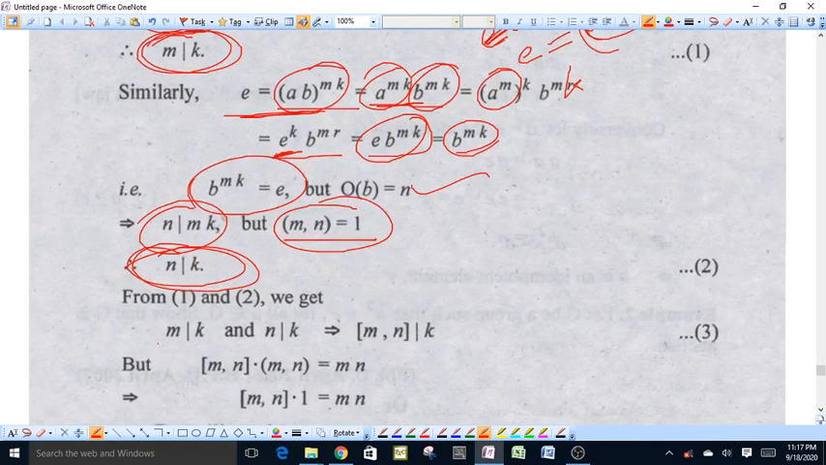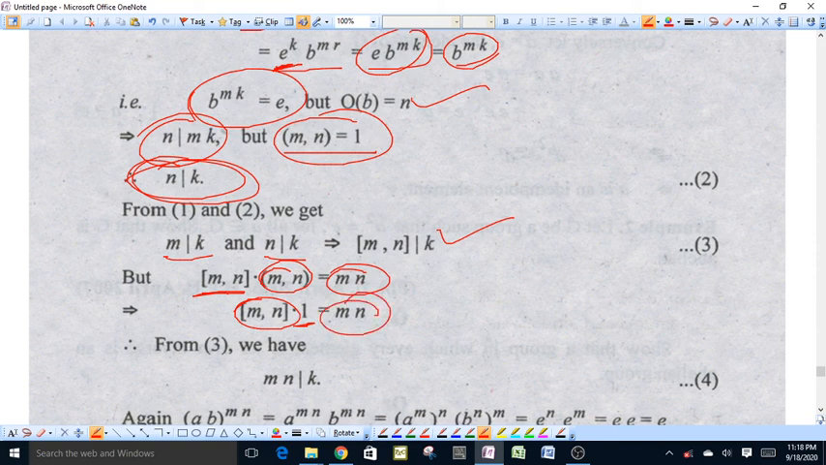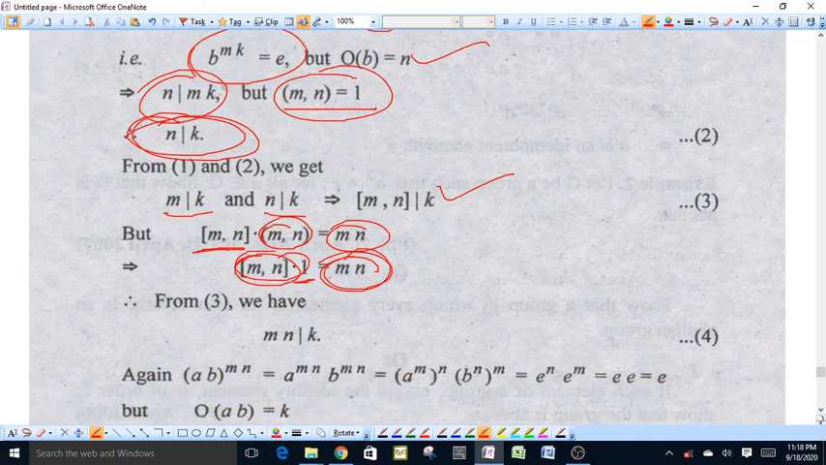From the first and second, M divides K and N divides K, which means LCM of M and N divides K. But GCD of M and N is equal to 1, therefore LCM of M and N is equal to M into N. Putting this in the third equation, LCM of M and N is equal to MN. This means MN divides K.